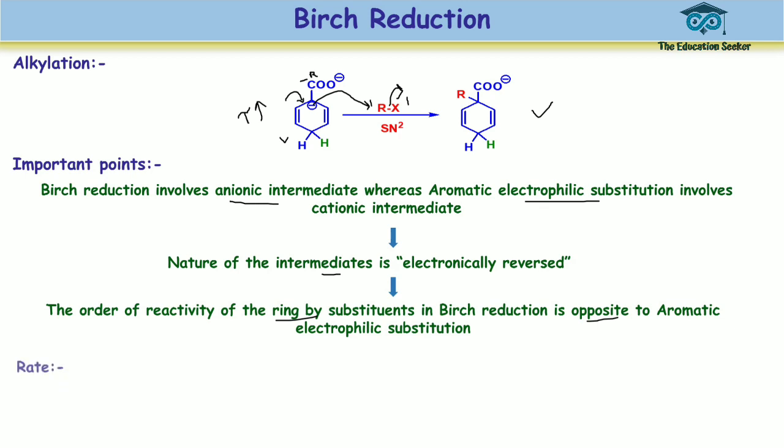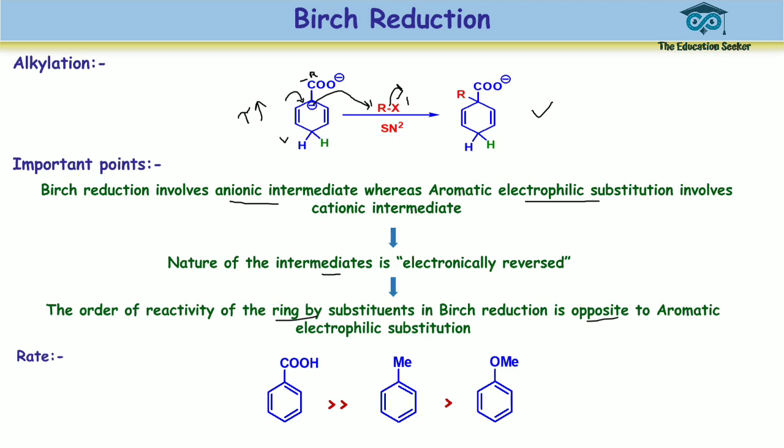So we have the benzoic acid molecule, toluene and the anisole molecule. For the Birch reduction, the rate will decrease on going from left to right, and for aromatic electrophilic substitution, the rate will increase accordingly, right? So this is all about the substituted benzene part.